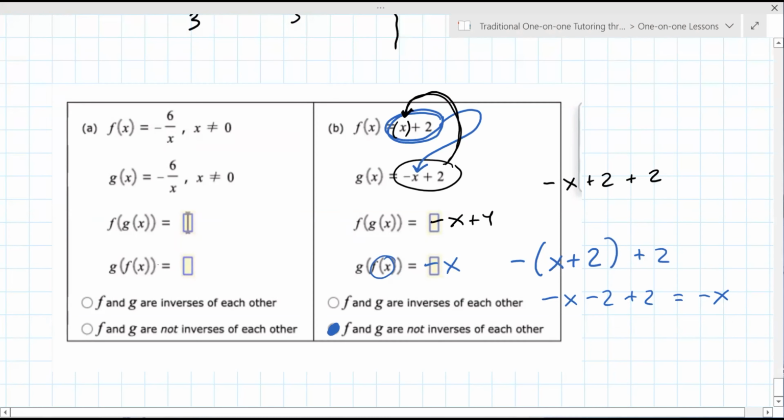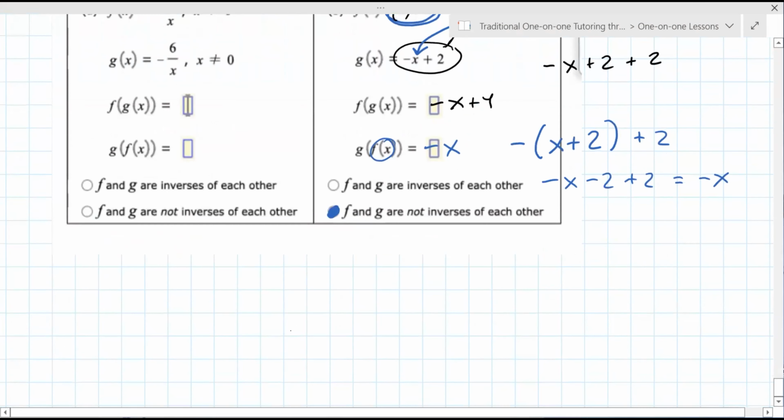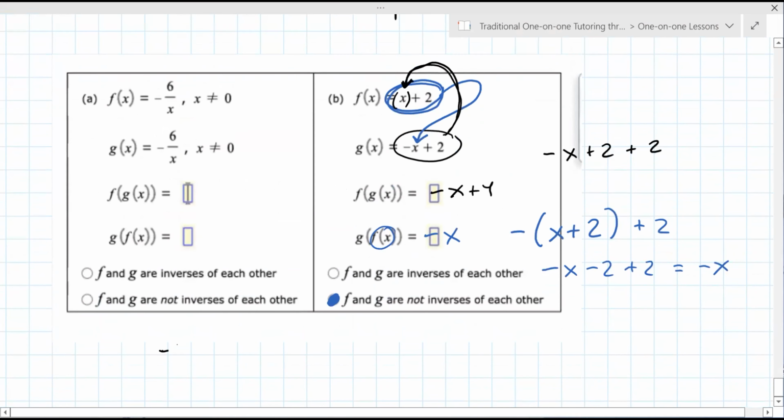Now we are pretty much out of time, but I'll just quickly go through the left one here. They are inverses. It's minus 6 over x. And when you multiply by the reciprocal on the top and the bottom, you get x. So they actually end up both being x, and they are definitely inverses of each other.